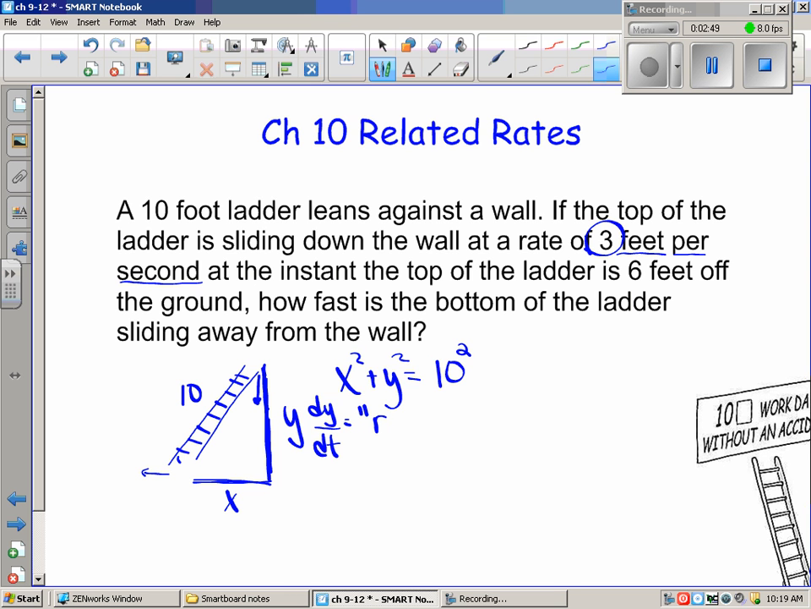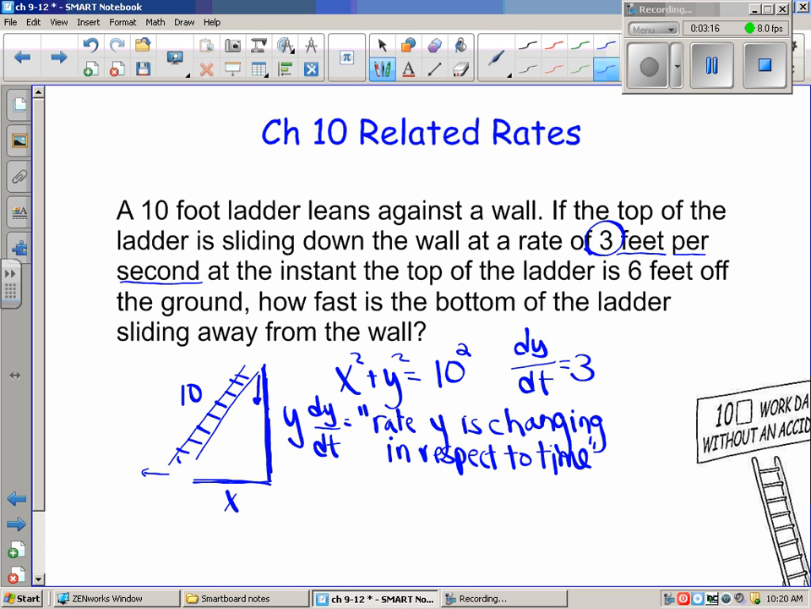So this is the rate y is changing in respect to time. And if I was to change that to an x, then again, you would recognize that that instead was saying the rate of x changing in respect to time. So right now that 3 represents dy/dt. And then it says, at the instant that the top of the ladder is 6 feet off the ground. In other words, this is when y equals 6.